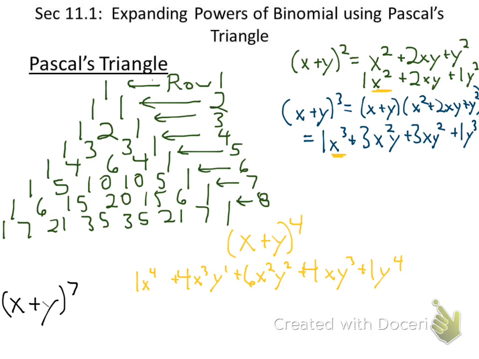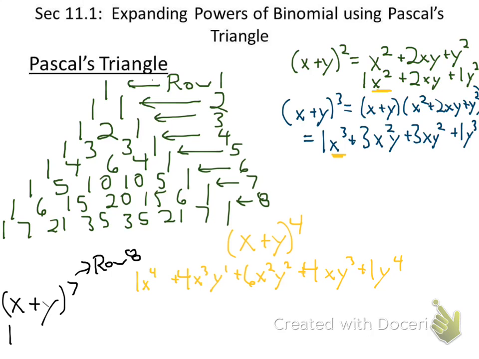So if it's the 7th, it means I'm probably going to go to row 8. That's like one more. In row 8, I had 1, 7, 21, 35, 35, 21, 7, 1. Those are my coefficients. So let's see if we can fill it in order.